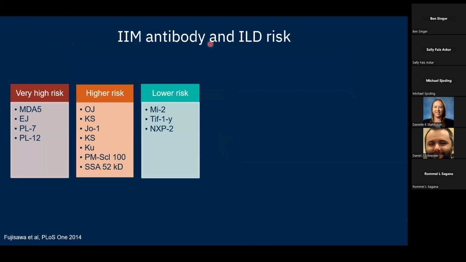So we know that different antibodies in myositis confer different levels of risk for ILD. Our very high risk antibodies are MDA5, which we will spend some time talking about, and some of our antisynthetase antibodies. So the EJ antibody, some studies report 90 to 100% of their patients developed some level of ILD when they had that positive antibody. PL7 and PL12 have been historically the highest associated prior to knowing about EJ with ILD. So those are high risk as well. We have some more moderate to high risk antibodies, and then we have some antibodies that are much lower risk for developing ILD.